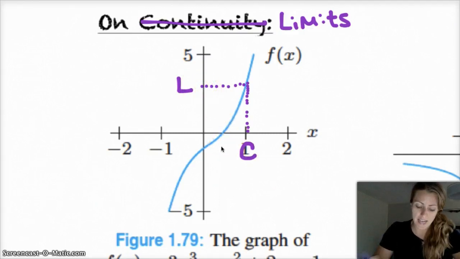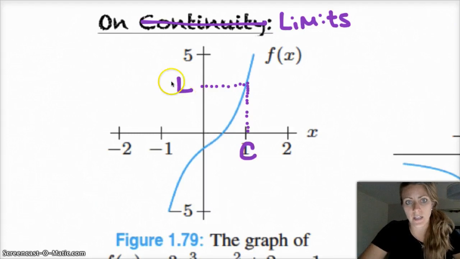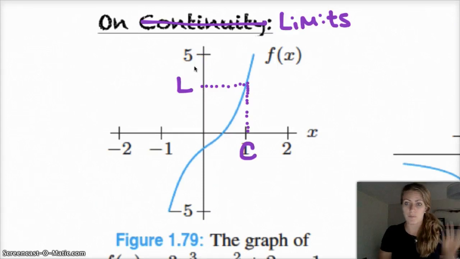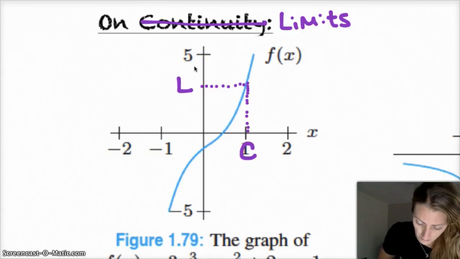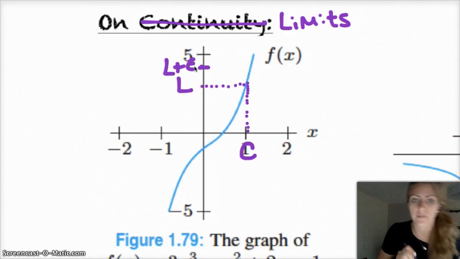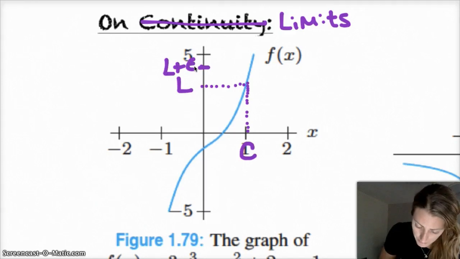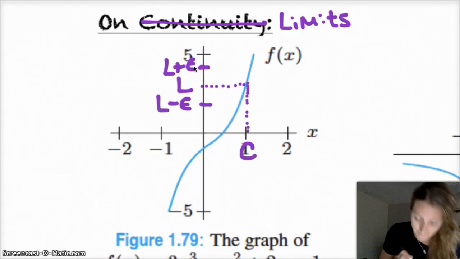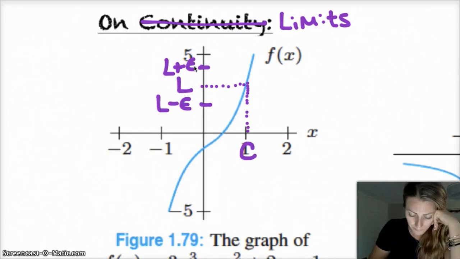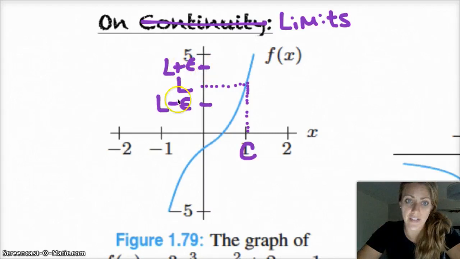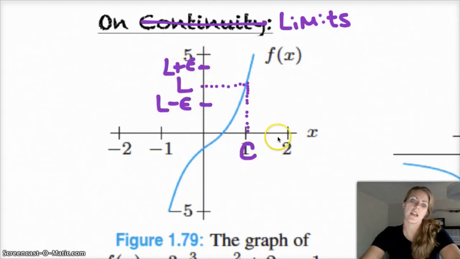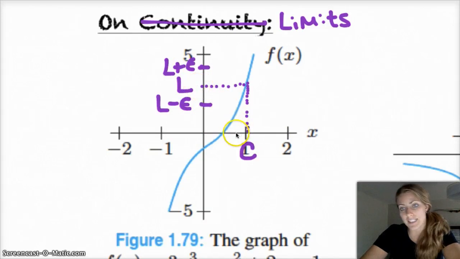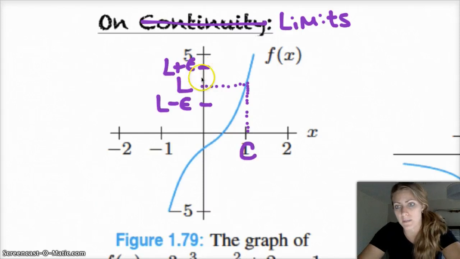So the idea is if I give you an epsilon, like a small distance, so let's say 0.1 away from L. This distance here would be L plus that 0.1, or L plus epsilon. And then this spot down here would be L minus epsilon. The idea is if I give you a value like 0.1 for epsilon, then you should be able to give me a delta on the x-axis that actually gets me even closer to L than epsilon does.